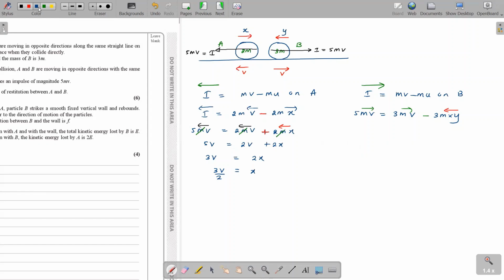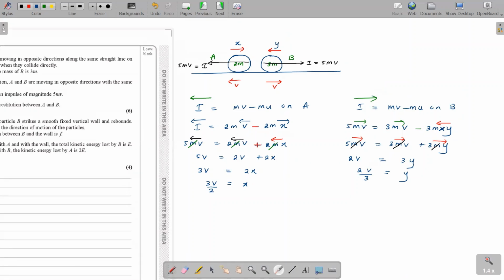So we get here 5mv equals 3mv, and this I have turned to the other side, plus 3m times y, so 3my. And then I make this plus because I turned the arrow to the other side, so the negative becomes positive. Do you agree with me? So I cancel out the m, and I get 5 minus 3 is 2v equals 3y. And I get y equals 2v over 3. Is that okay? So now I have the two initial velocities of the two particles.